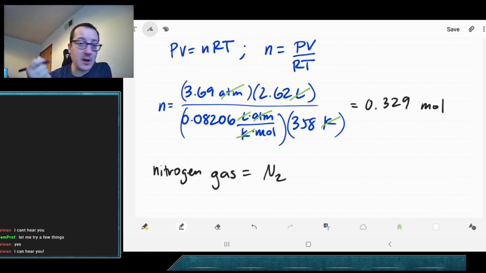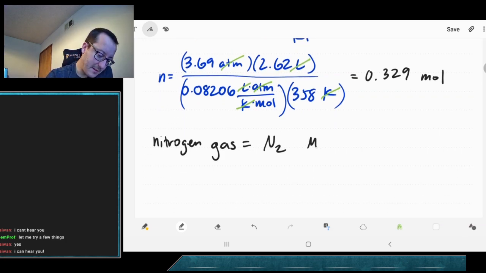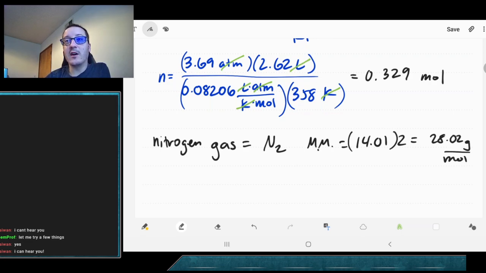Same thing if we were to see oxygen gas or hydrogen gas or chlorine gas, those would all have a 2 with them. So that being said, the molar mass is going to be 28.02 grams per mole. If you look on the periodic table, it tells you 14.01. That's for one nitrogen, but since we have 2 of them, we have to double it.